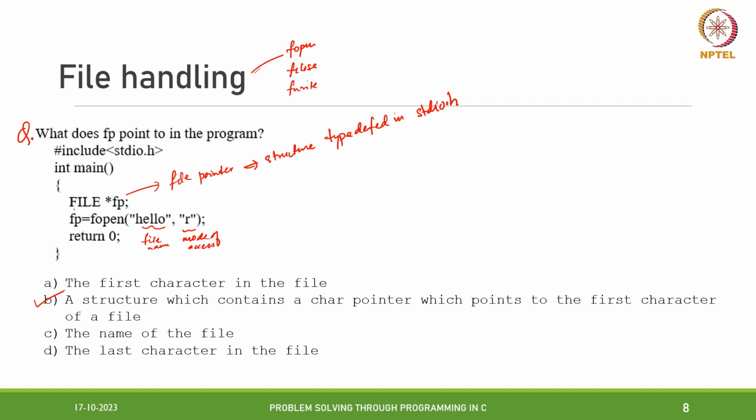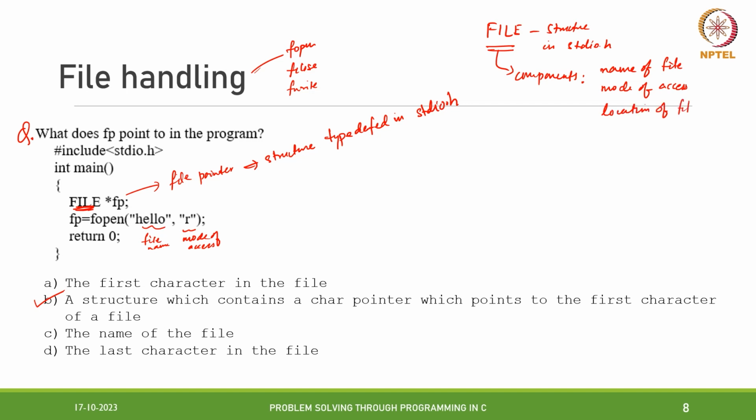The FILE is actually a structure in stdio.h. It has been defined as a structure. Okay, and typedef means it's a new data type that has been declared on top of the structure. So when you say FILE, it automatically opens a structure, and in the structure are a lot of components. So what are the components of this? You have the name of the file, then you have the mode of access of the file, you have the location of the file, and the current position in the file. So which position are you currently pointing to? These are the four things that are being stored in this structure called FILE.